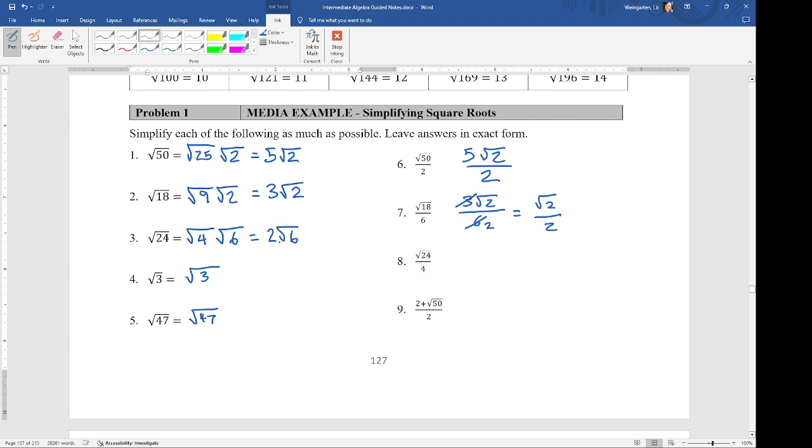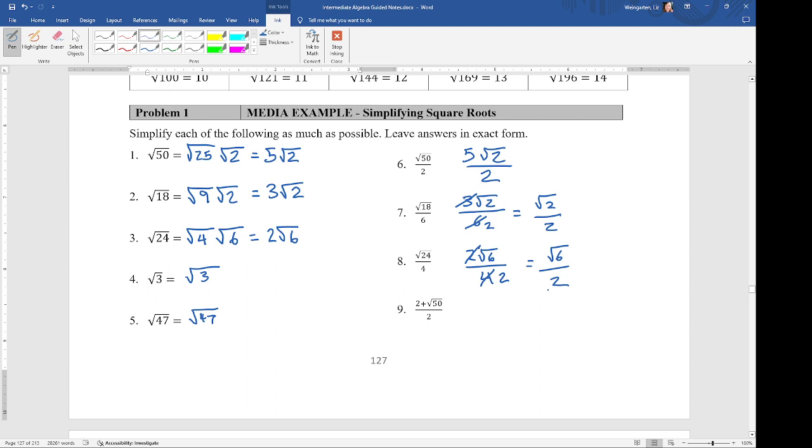Number 8, we already simplified the square root of 24, and we got 2 times the square root of 6. It's all divided by 4. There's a common factor in the top and the bottom. I'll divide top and bottom by 2, and we end up with the square root of 6 over 2.